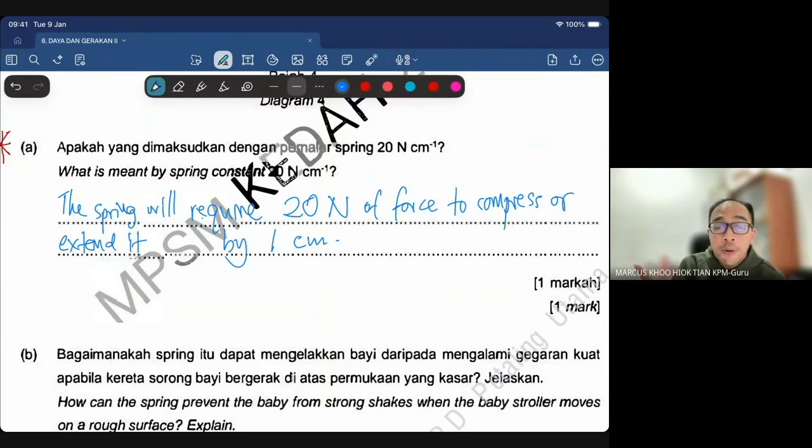If you logically think about it, if it's 20 newtons per centimeter, it means if I want to compress or extend it 2 centimeters, I need 40 newtons. That's what this number means. Except that I want you to pay attention that this particular unit is centimeter. There are 2 units for spring constant. The most commonly used one is newton per meter.